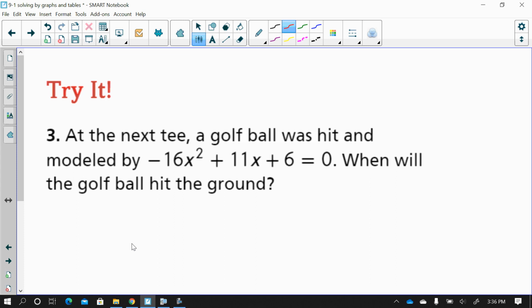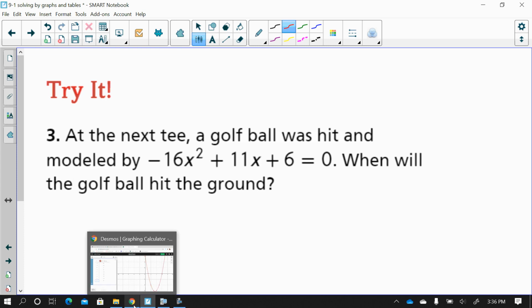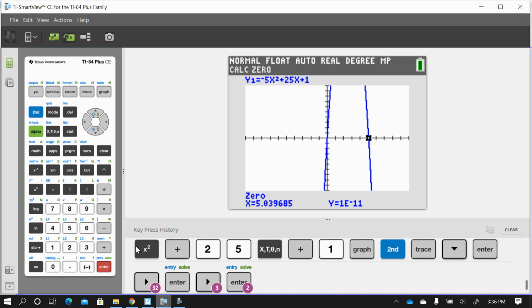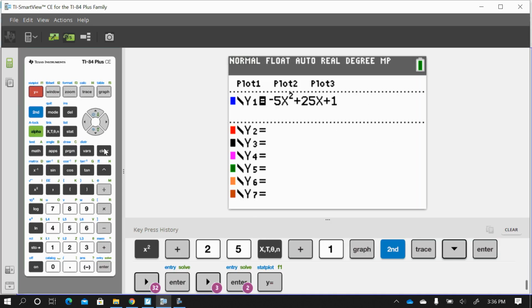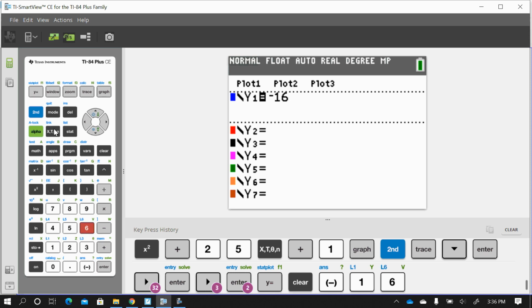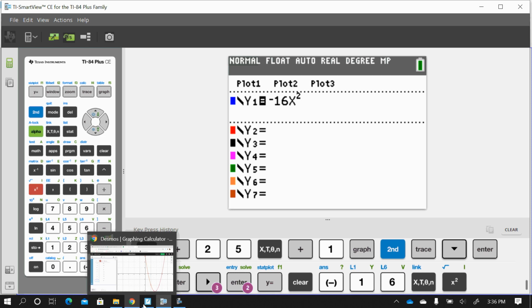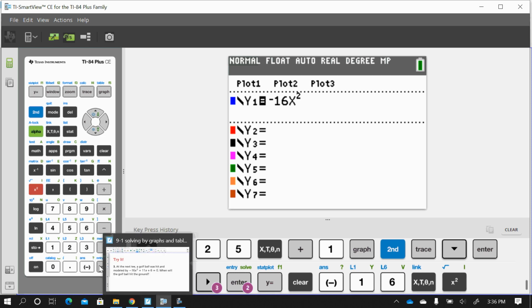Your turn. At the next tee, a golf ball was hit and modeled by -16x squared plus 11x plus 6 equals 0. When will it hit the ground? Pause the video and try this problem, please. Okay, so again, I'm going to go y equals. I'm going to clear this. So -16x squared, and then we had plus 11x plus 6.